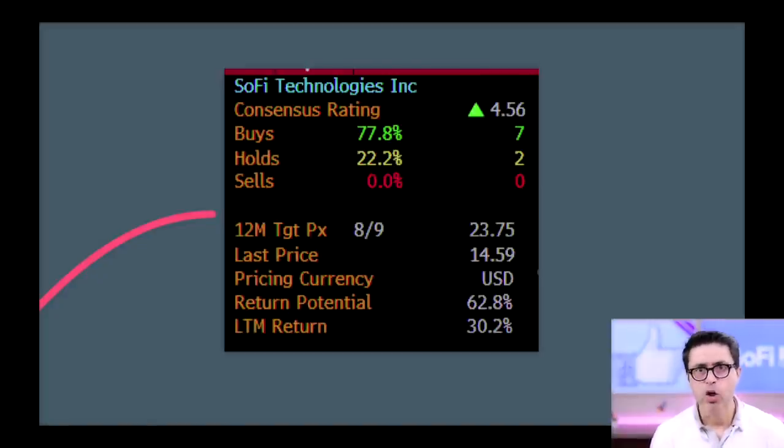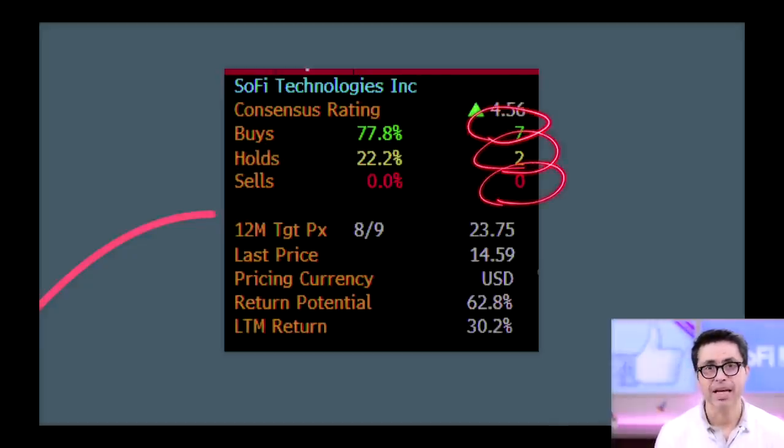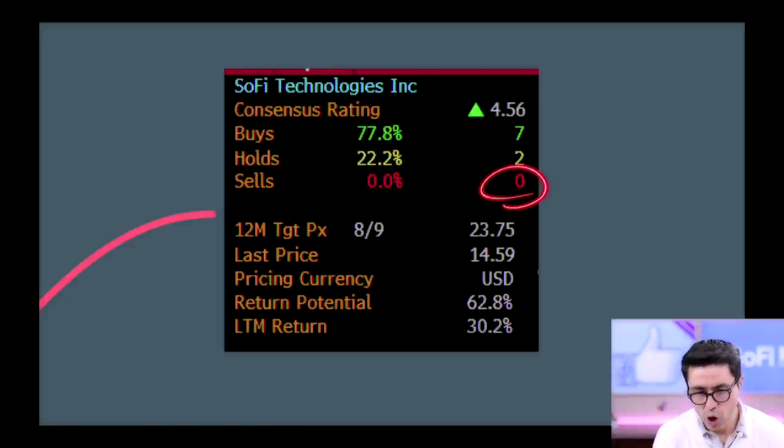But not only that, not a single analyst has a sell rating on this stock. Seven have a buy, two have a hold, and zero have a sell, which is of course a very strong rating for a new company. Now let me share the price target from this analyst. Along with that, we will compare some previous price targets.